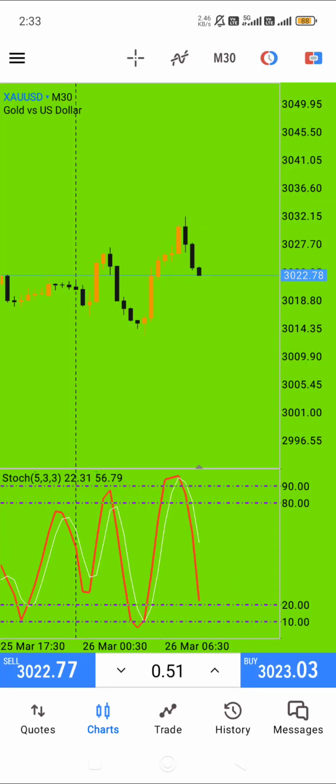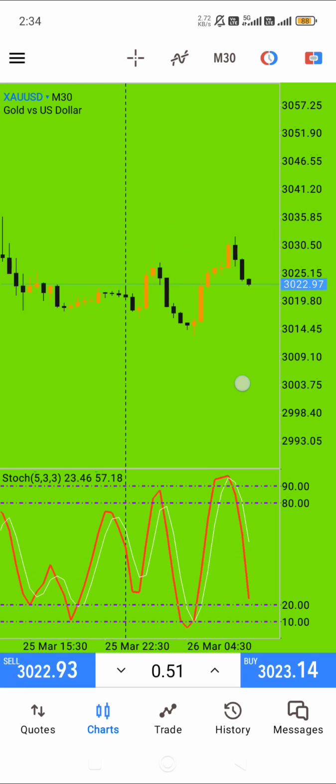Okay, right now it is showing the lines. There stochastic 5, 3 and 3. This is just a setup. You can do another setup also, such as 14, but 5, 3, 3 is a good setup. 90, 80 overbought, 10, 20 oversold. This is M30, the 30 minutes time frame.